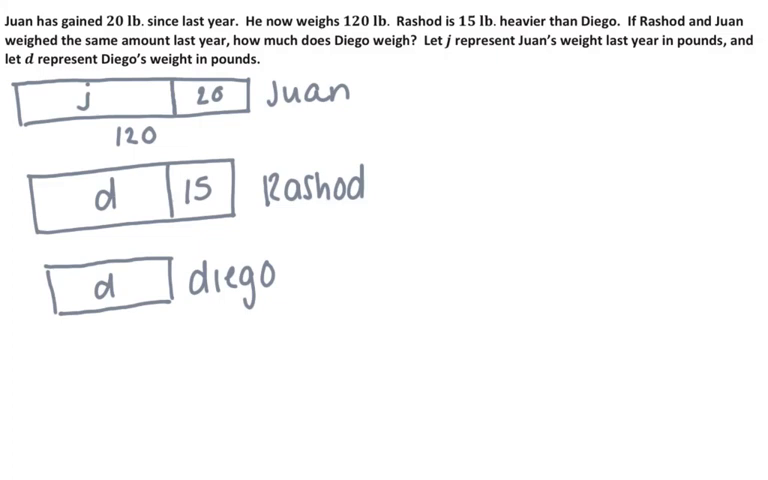So now we're going to write an equation to represent Juan's weight. So the equation is going to be J plus 20 is equal to 120. And now we're going to write an equation to represent Rashid's weight. So we know that Rashid weighs 15 more pounds than Diego, so we're going to start with D plus 15. And we know that Rashid and Juan weighed the same amount last year, so we're also going to add 20 to it, and then we're going to equal it to 120.